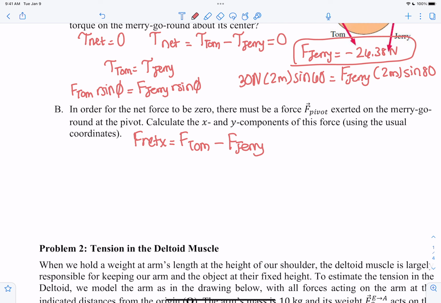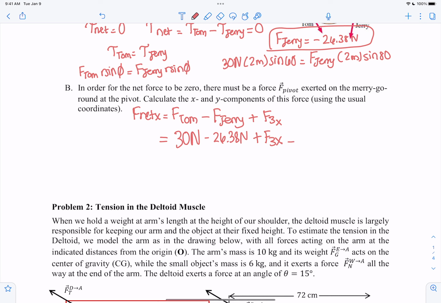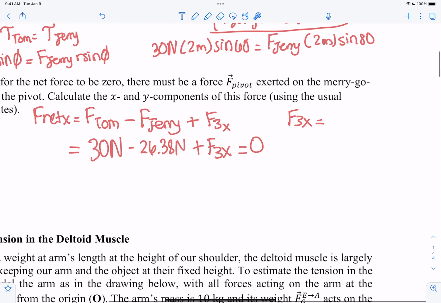But since I've already included the negative sign here, I can just say that it's 26.38, right? I don't throw in an extra negative and make it negative 26.38. I just take that negative and place it here. So it's 30 minus 26.38, and then that's plus F3x. And we know that we want the net force to be 0 for the components, so this should all equal 0, right? So if we solve that, we should be able to get our F3x, right? So F3x in this case would actually be directed along the negative x-axis, right? We should get somewhere around negative 10.4 newtons, I believe.